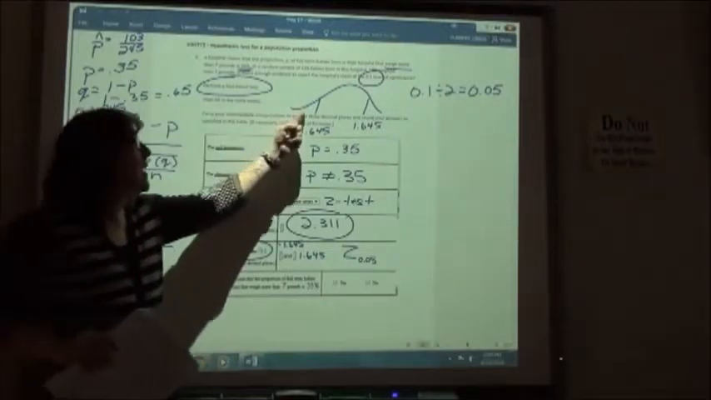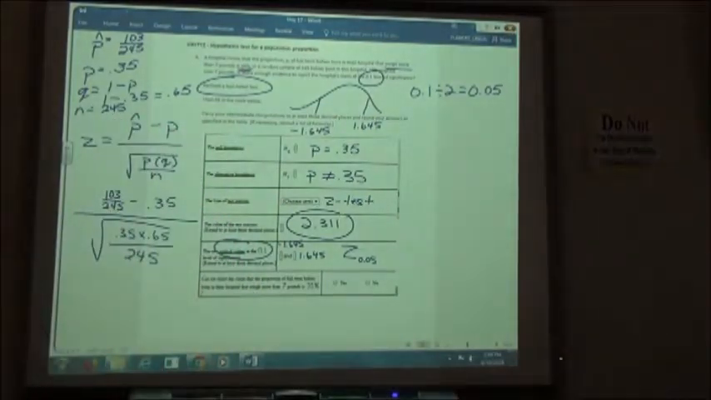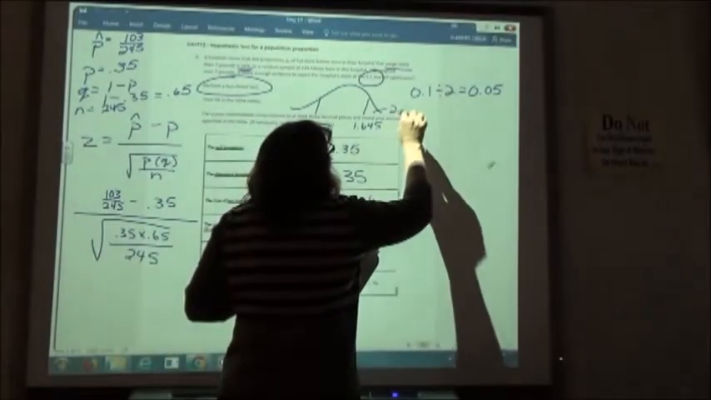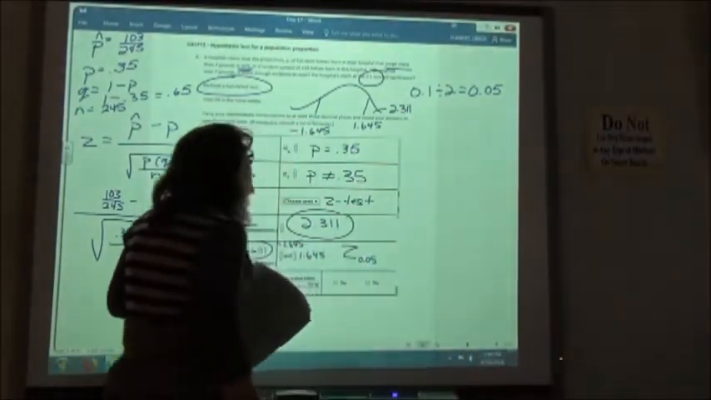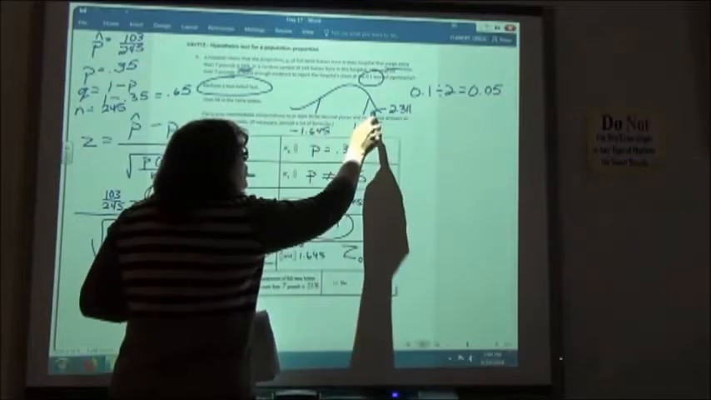Would it be in the first section? Would it be in the middle? Would it be in the last section? If I have 2.311, where would that fall? It's going to be in the last section. 2.311 is in that last section. That last section is the not equal to part.